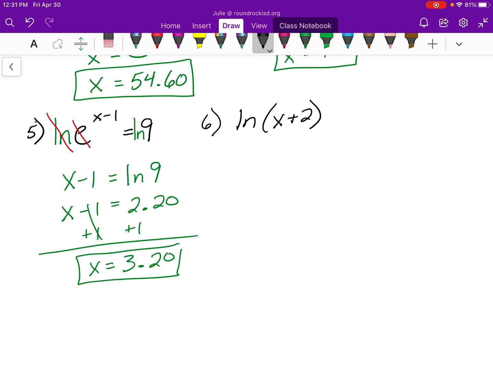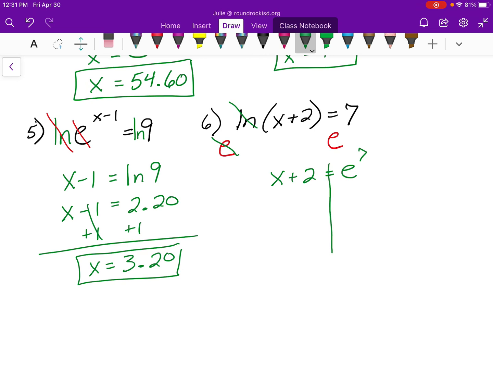So we'll do natural log of x plus 2 equals 7. So remember, the inverse of natural log is exponential base e. So again, I'm going to take exponential base e on both sides. Base e and natural log cancel, and I'll have x plus 2 equals e to the 7th. And remember, you can pause this video as many times as you need to do your calculations.